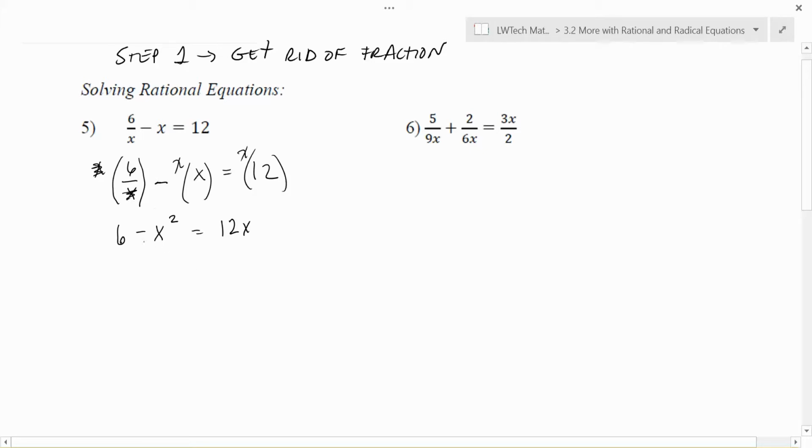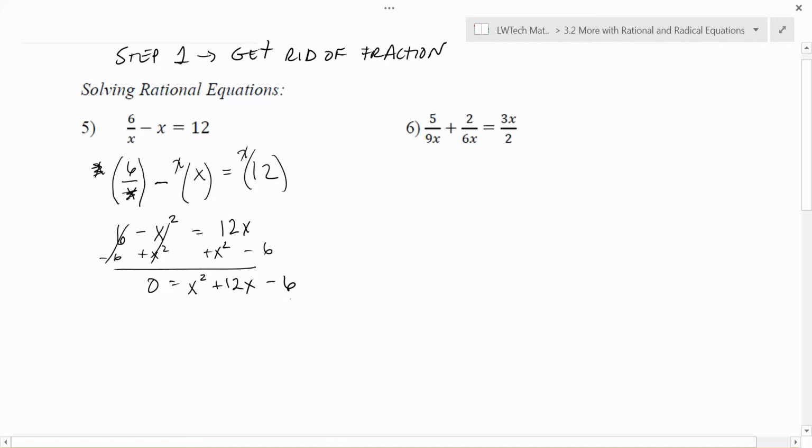In this case, I am going to add x squared over to the right. I like my squared terms to be positive. It makes me feel better. I'm also going to subtract 6 from each side. That gives me a 0 on the left, and on the right, when I write my terms in descending order, I have a positive x squared, plus 12x, minus 6.